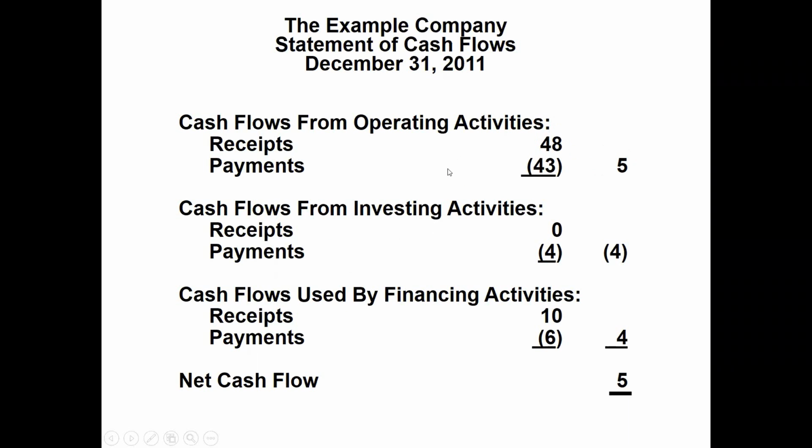From the investment activity as well, they received 0. They received nothing. Rather, we made a payment of 4. When we see the bracket, it means it is a negative to the company. And then from financing activity, we received 10, and then we made a payment of 6. So it means we have 4, which is positive. So when we add all this, because the 4 from the investment activity is negative, it takes away the 4 from the financing activity, and at the end we have 5 as our net cash flow.